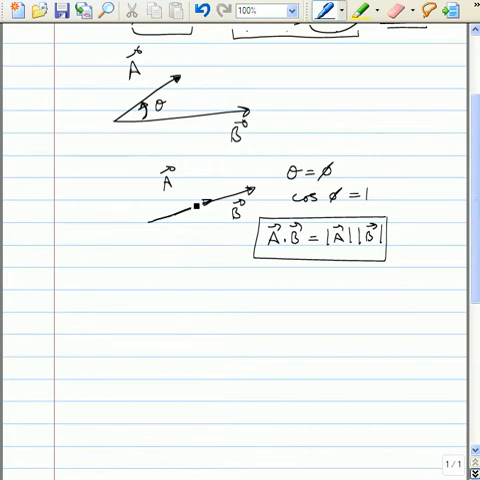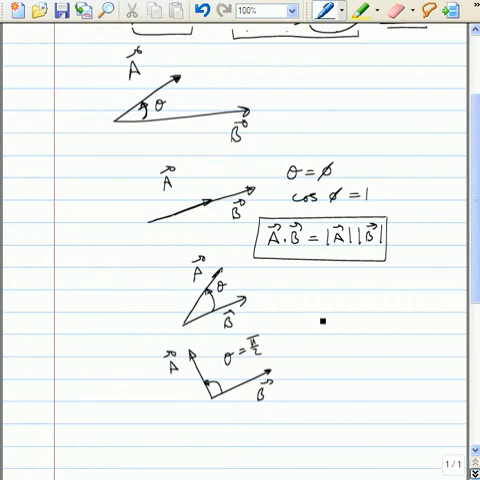Now if you start increasing the angle between the two, to such a value that the angle ends up being exactly 90 degrees, or pi over 2, then in this case cosine of pi over 2 is 0. Therefore the dot product between A and B is magnitude of A times magnitude of B times cosine of pi over 2, which is 0. So the whole dot product is 0.